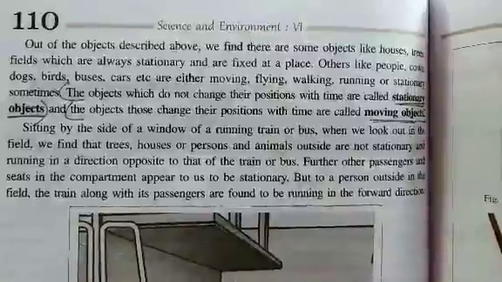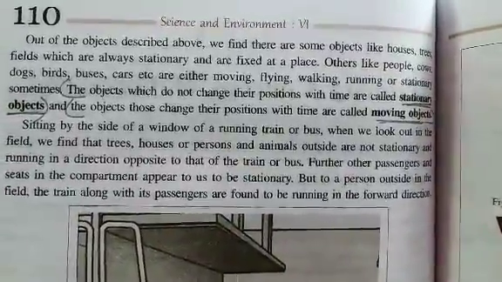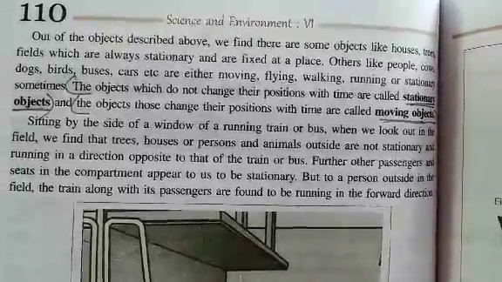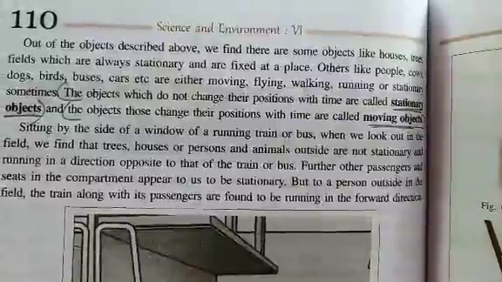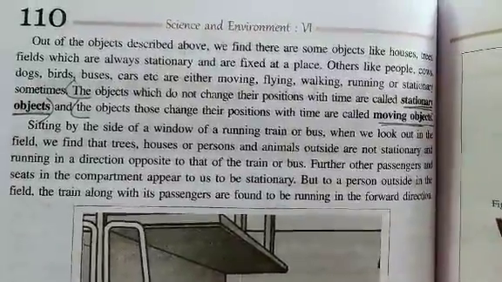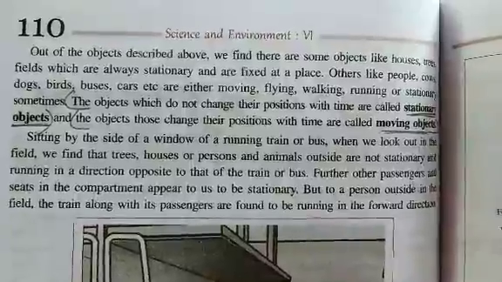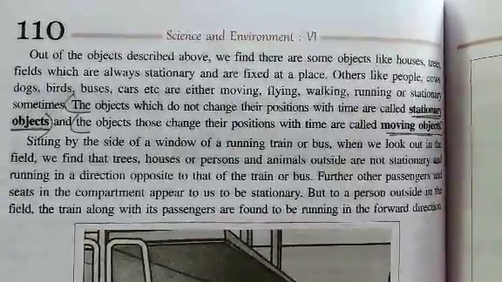People, animals, all are either moving, flying, walking, running, or in a stationary phase. Stationary means what? Resting phase. So the objects which do not change their position with time are called stationary objects, and the objects that change their position with time are called moving objects.